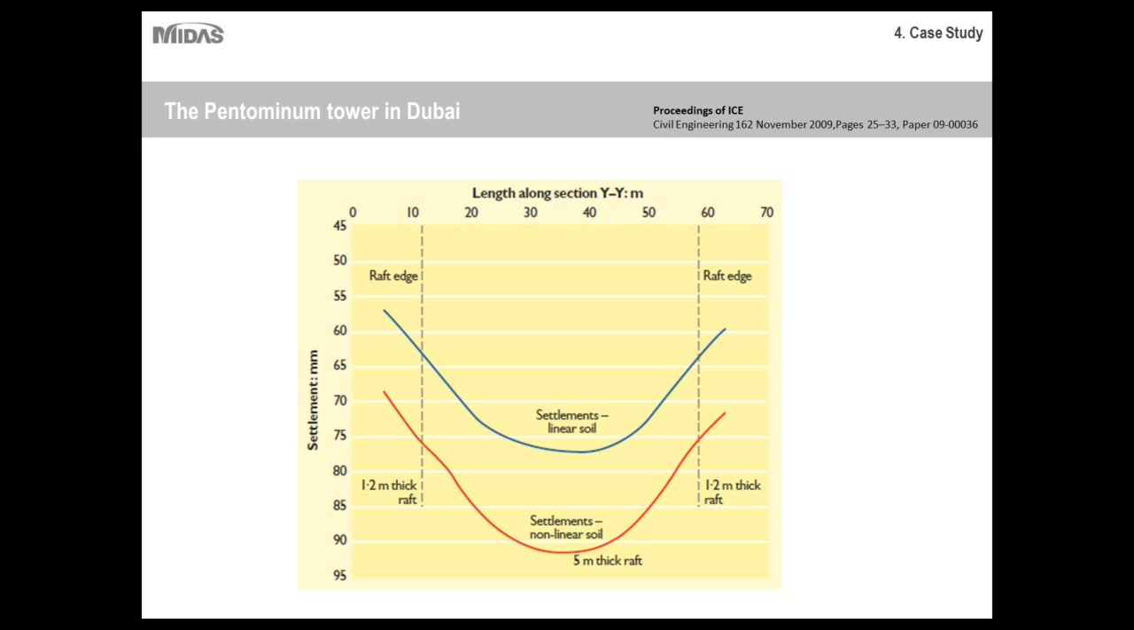And then this is a graph of the soil behavior. As you can see, with the nonlinear soil behavior, there was much more deformation and settlement to take into account, whereas with linear soil, less deformation needs to be taken into account.